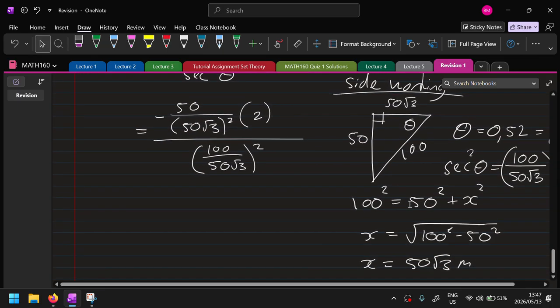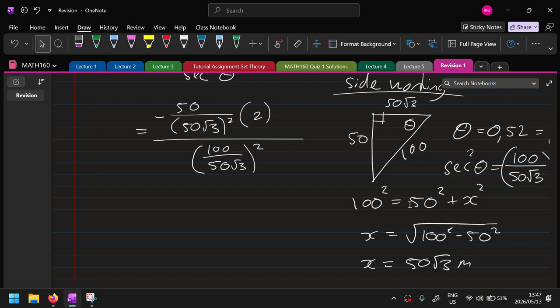Any questions for this one? Process, yeah. Probably about the same. Yeah, it's about the same. If you can draw a triangle and you can find the missing side, you're fine for the test.